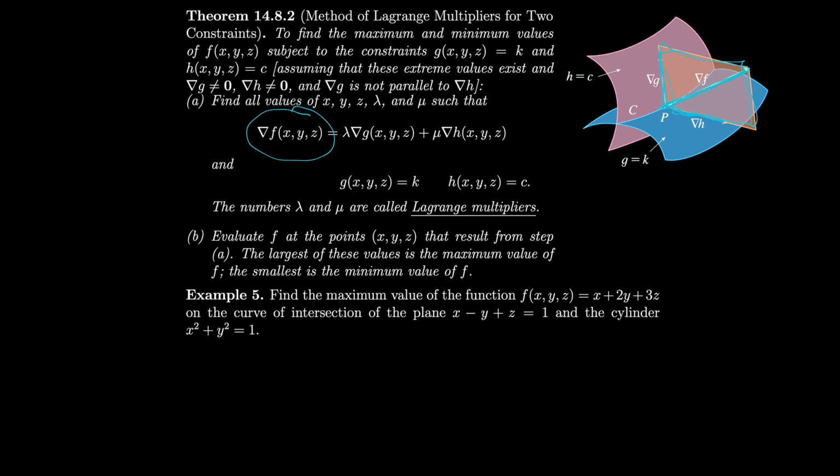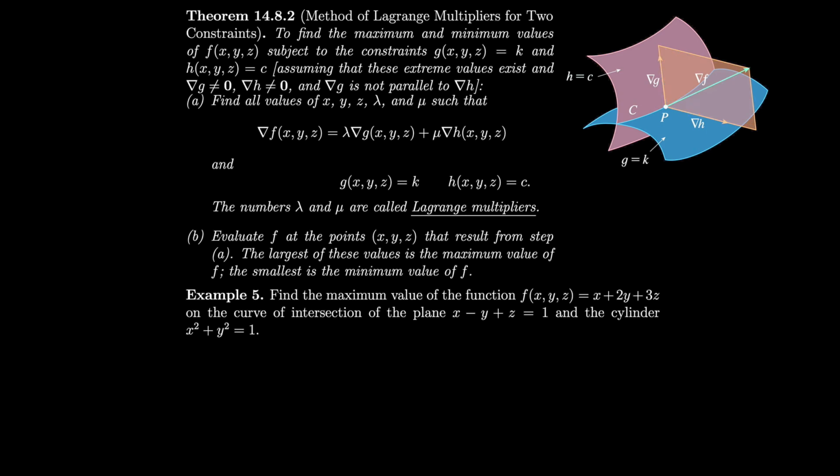So all we have to do is set the gradient equal to some scalar times our constraint g, and some scalar times our constraint h. So since we already used lambda, how about we use mu for the other scalar? And since we already used g for the first constraint, we'll use h for the second constraint. So now we have numbers lambda and mu, both called Lagrange multipliers.